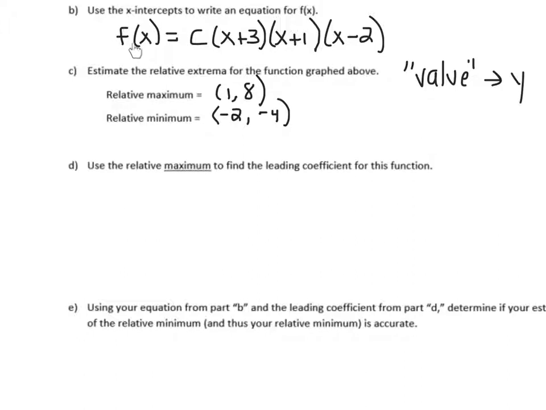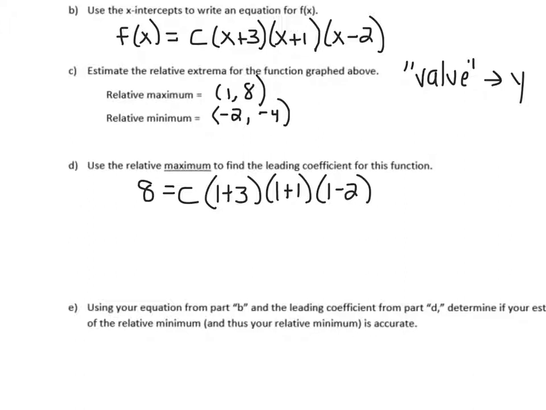So again, we're going to replace f of x, we're going to replace this y with the y value. So we'll have 8 equals. Now this c is what we're solving for, so I'm going to leave that as a c. And then I'm going to replace each of these x's, here, here, and here, with a 1. So instead of x plus 3, we'll have 1 plus 3. Instead of x plus 1, we'll have 1 plus 1. And instead of x minus 2, we'll have 1 minus 2.